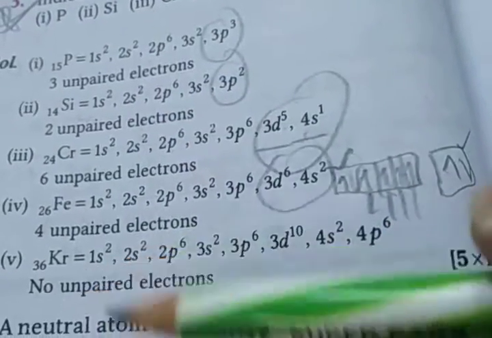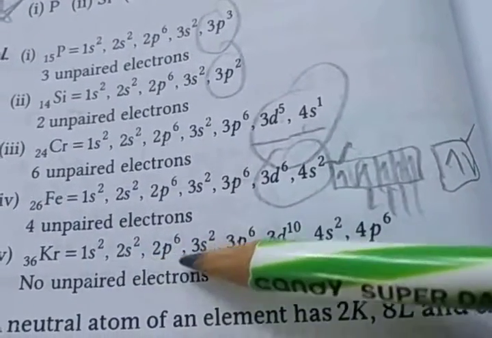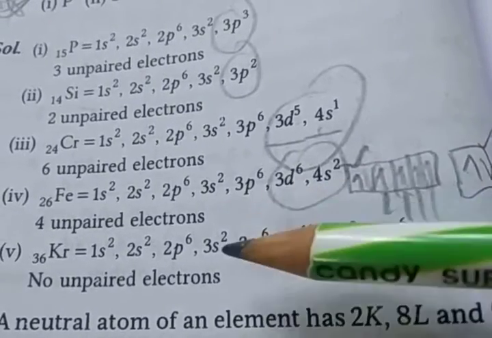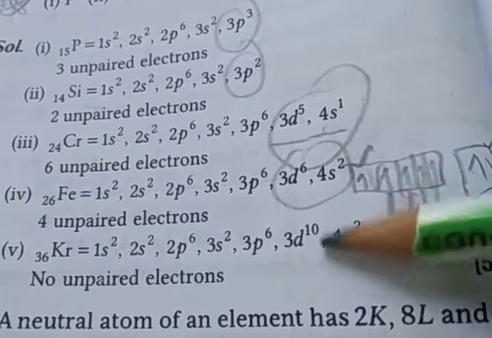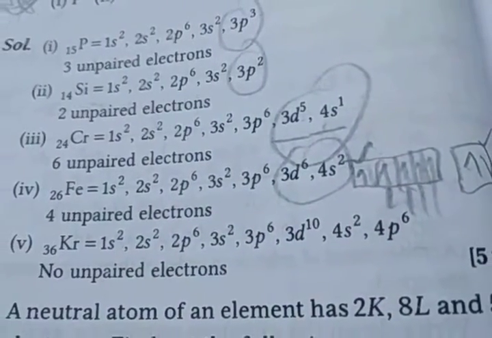Then krypton, Kr, atomic number 36. Configuration 1s2, 2s2, 2p6, 3s2, 3p6, 3d10, 4s2, 4p6. It is a noble gas, so no unpaired electrons. The s is completely filled, the p is all completely filled. So no unpaired electrons. Okay.